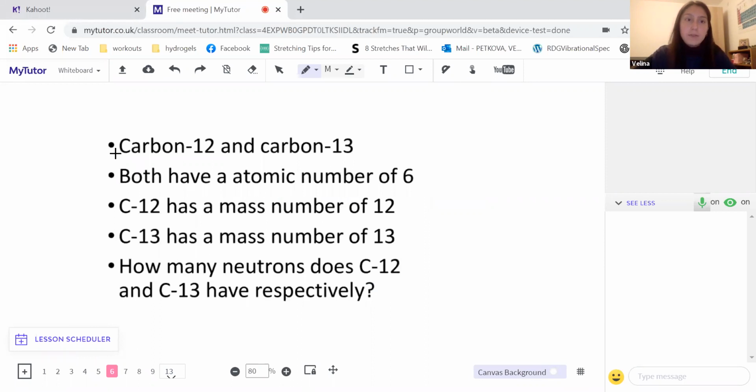So you guys might have heard of carbon 12 and carbon 13. These are 2 isotopes of carbon. So the number that's your mass number. So in this case, carbon 12, your mass number is 12. In this case, carbon 13 has a mass number of 13. And both of these have atomic numbers of 6. Okay, so if carbon 12 has a mass number of 12, how many neutrons does it have?